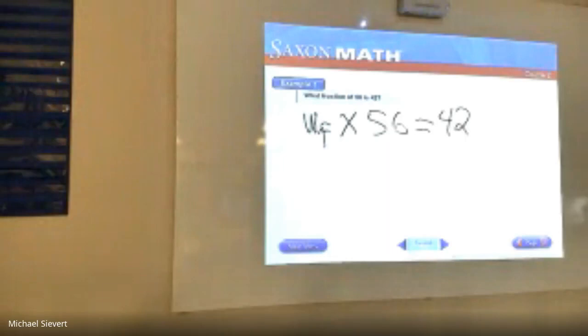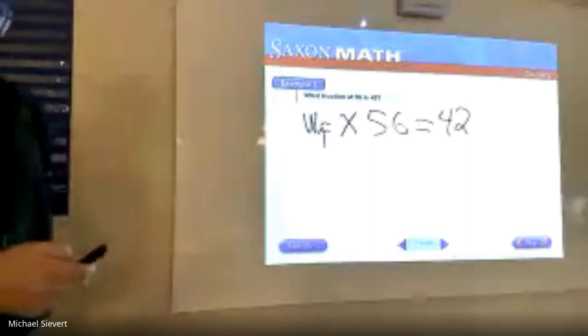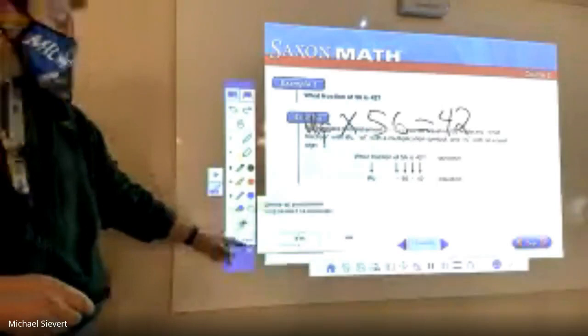Of? Multiply. Of? Multiply. Is? Equal. Is? Equal. Good. Let's see what else the book has to offer. So what fraction you reacted is this, just like the book says. You should have that in your notes. That's the question. That's the equation.